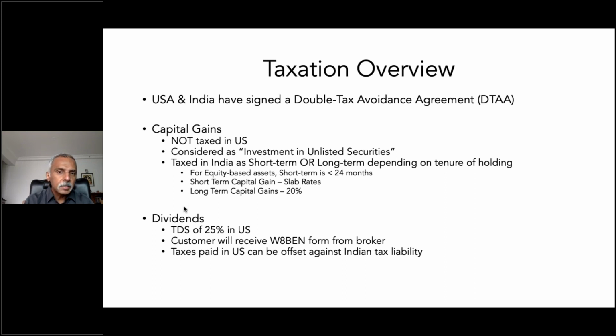Once you have paid this tax in the US, you don't have to pay the tax again in India. In fact, you can offset it against any tax liability that you have, since dividend from unlisted securities falls under your regular income, that is, income from other sources. So you can offset it if you have any other Indian tax liability towards income from other sources.